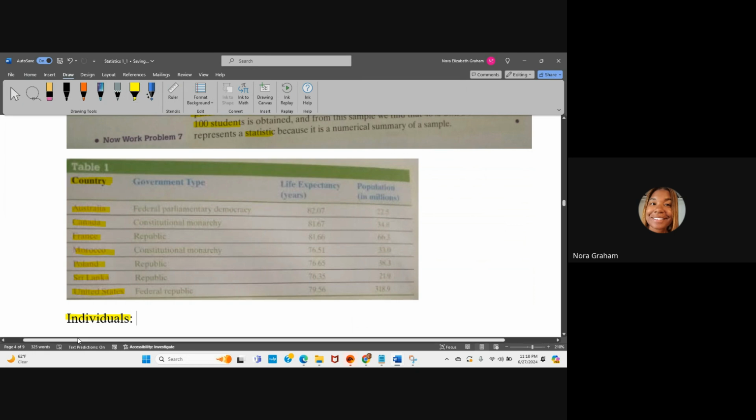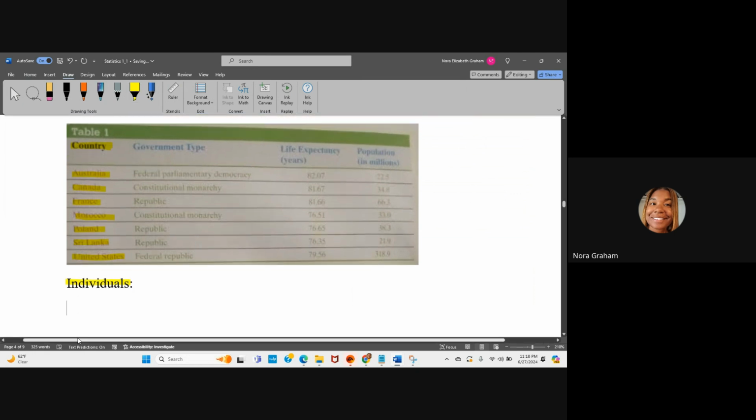Next, they want us to identify our variables.